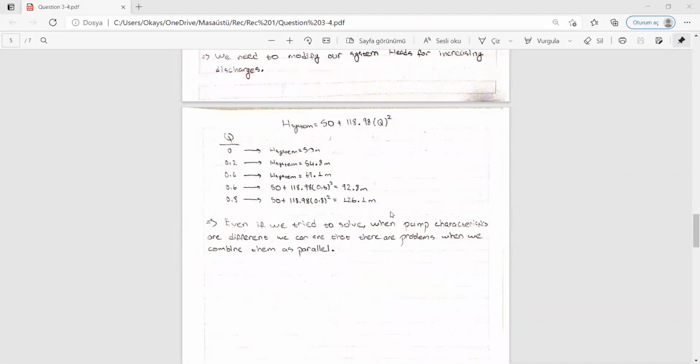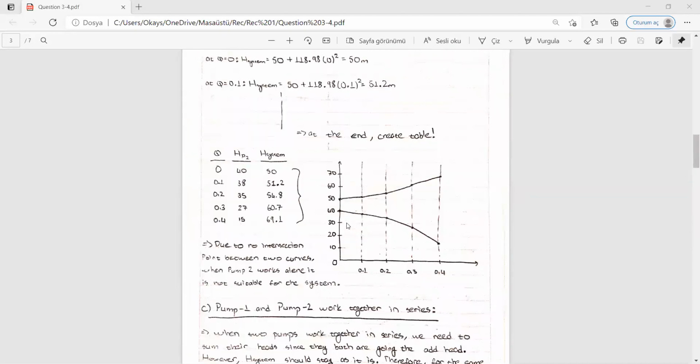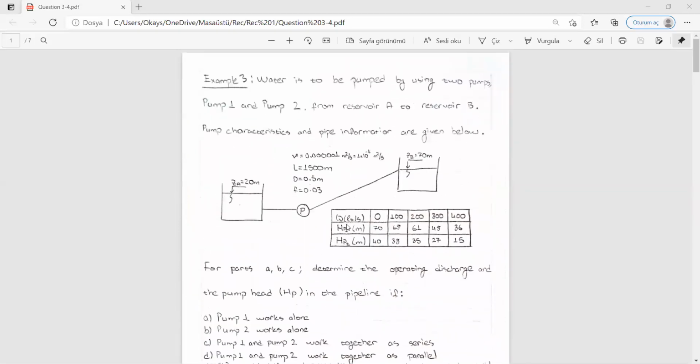Since they don't have the same characteristics, this was part D. If they have the same characteristics, of course, you need to run the calculations. Okay, this is example 3.